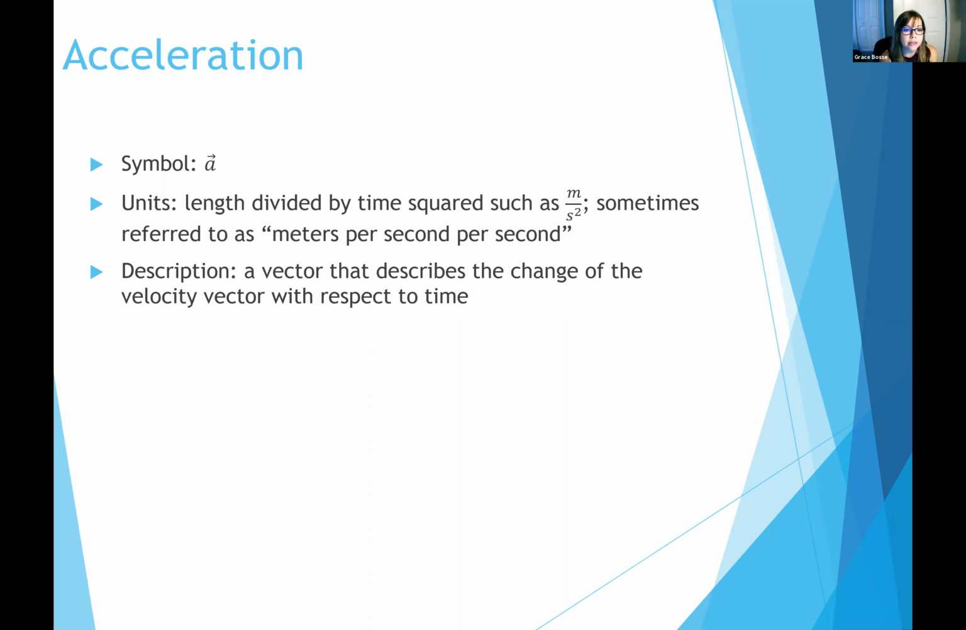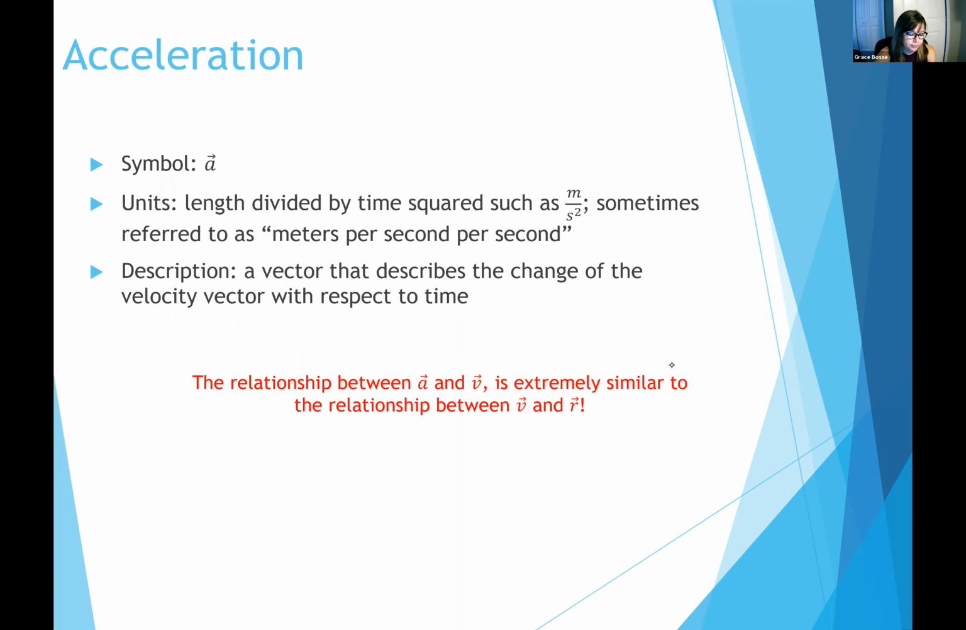It says that acceleration is a vector that describes a change in velocity with respect to time. And so the units would be the units of velocity divided by the units of time. And so it's really saying that your velocity is changing by so many meters per second. So it's the rate of change of velocity.